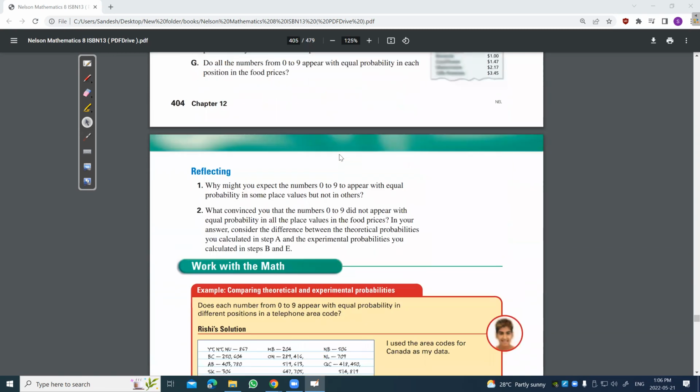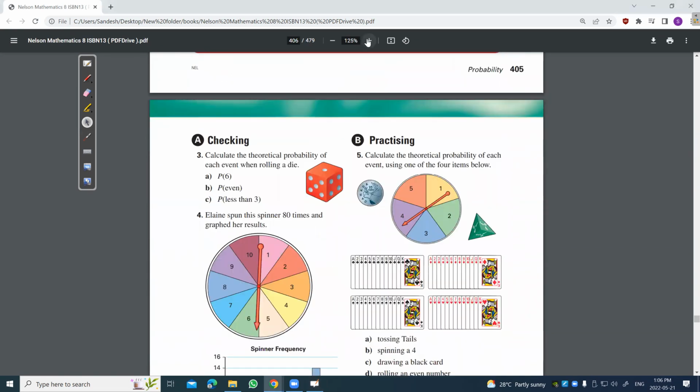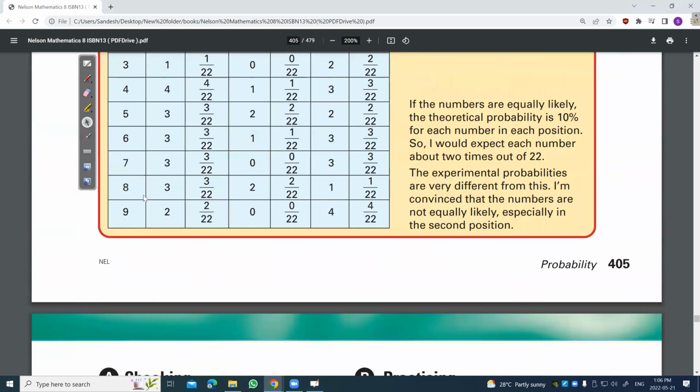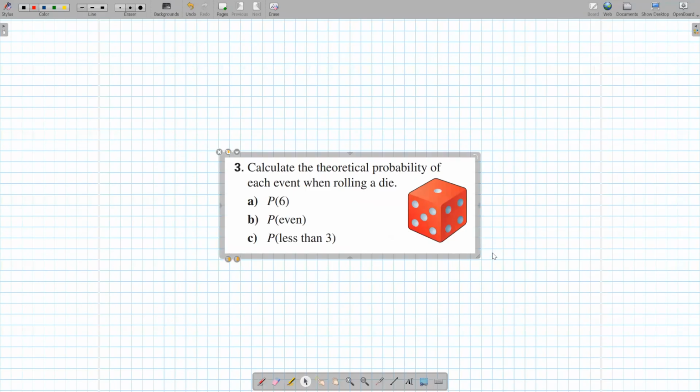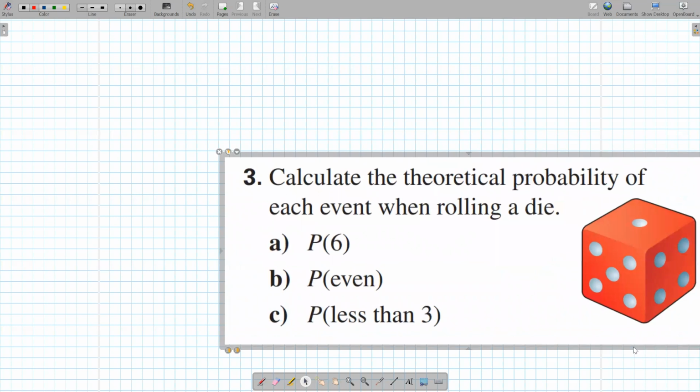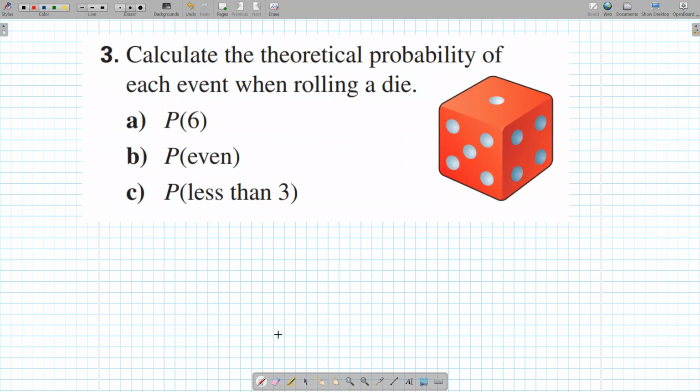Let's see if we can do some questions. Something like this. So this one is a dice. A dice has how many faces? 6, right? It's basically a cube. Calculate the theoretical probability of getting a 6. P of 6 means that you roll a 6. When you roll a dice, you get a 6.